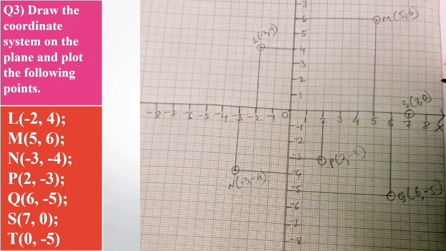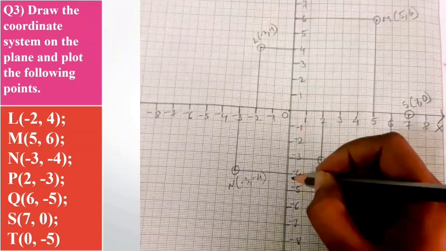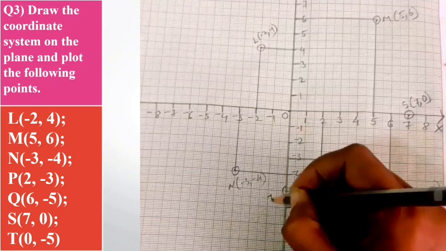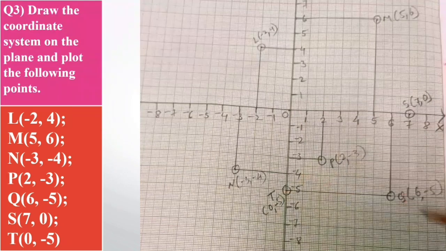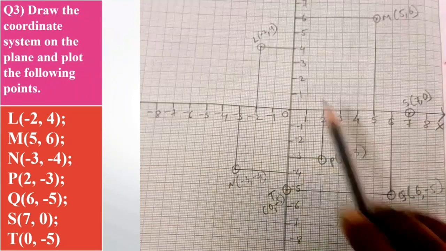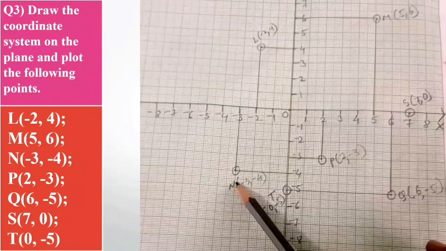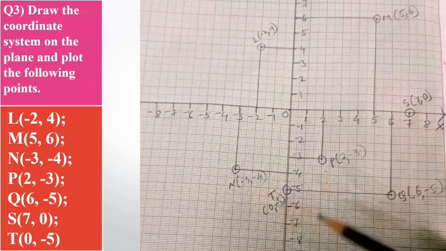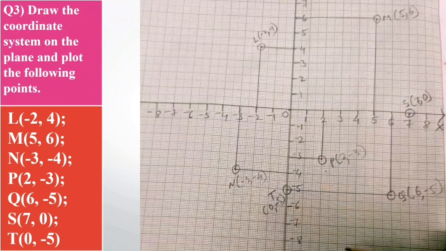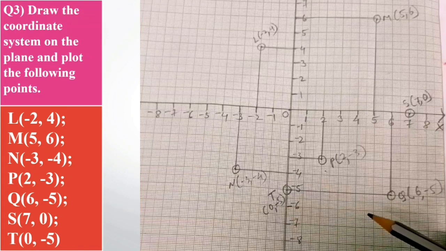T is given 0 and minus 5. The x coordinate is 0 and the y coordinate is minus 5. So it will lie on the y axis. The value of y is minus 5. So point T is 0 and minus 5. So here we have plotted all the points L, M, N, P, Q, S and T. This is the way we plot points on graph paper. I hope you have understood.